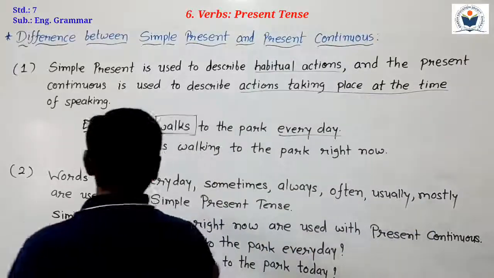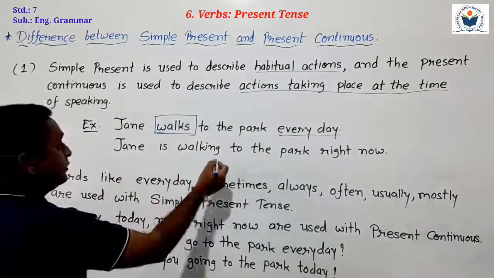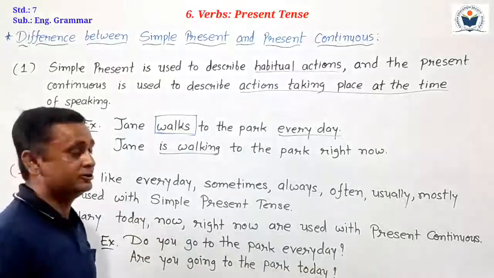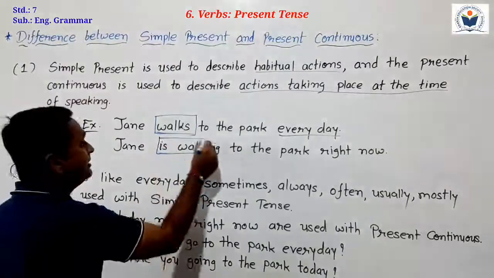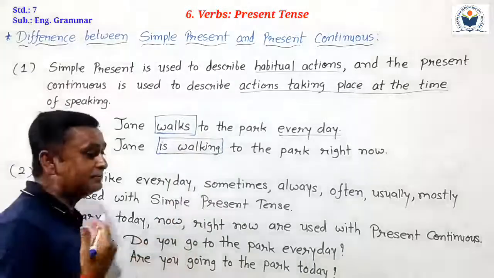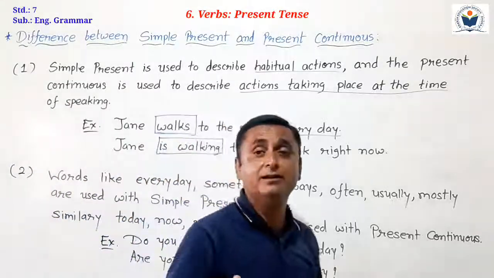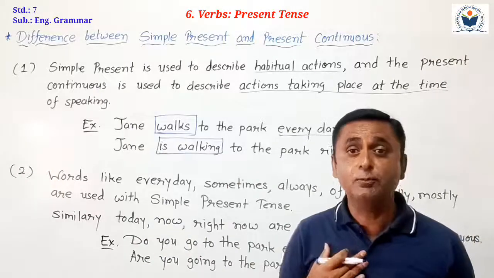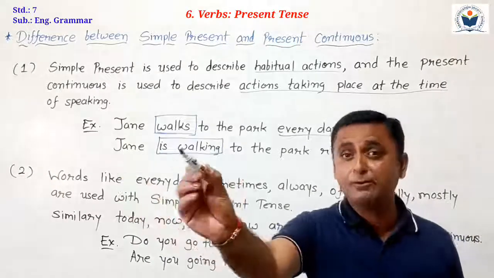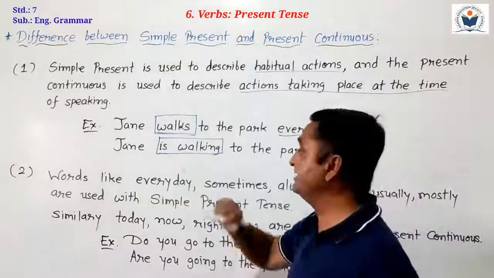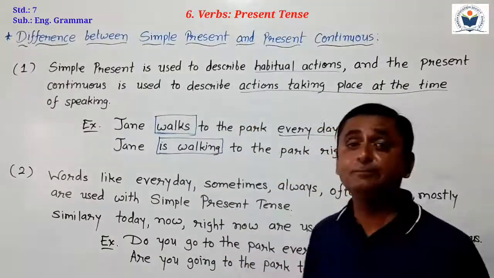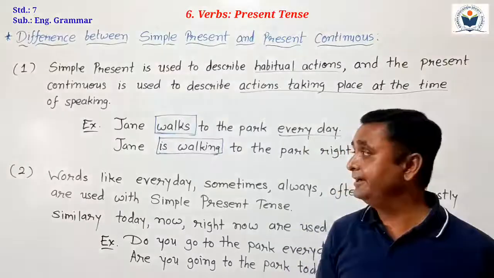Another example is: Jenny is walking to the park right now. She is walking. I use present continuous tense here, because while I am speaking, right now in the park, Jenny is walking while we are speaking. So it's present continuous tense. This is the major difference between simple present tense and present continuous tense.